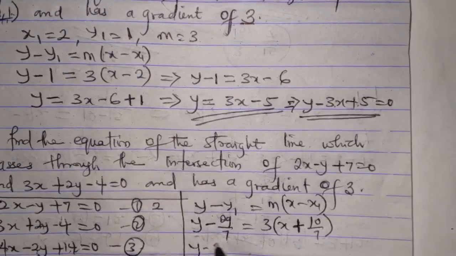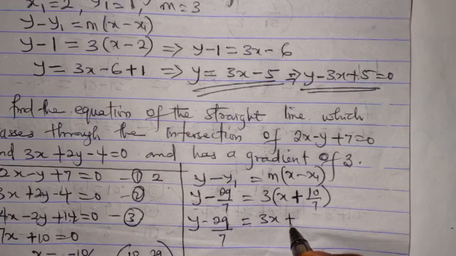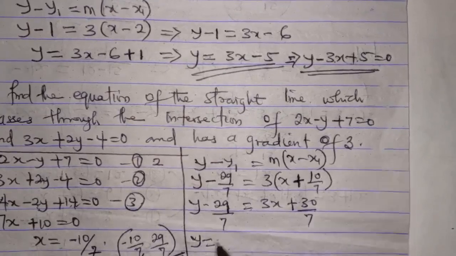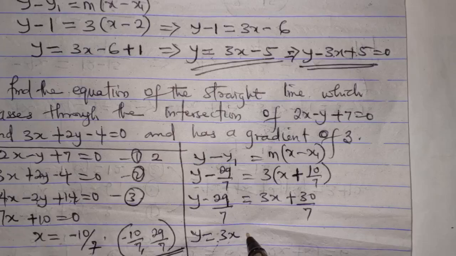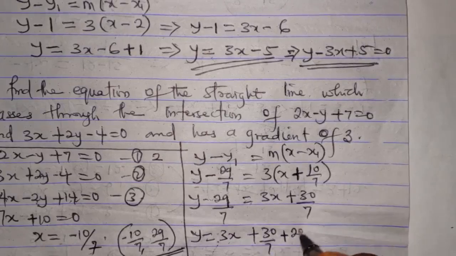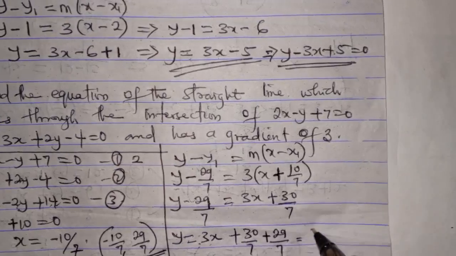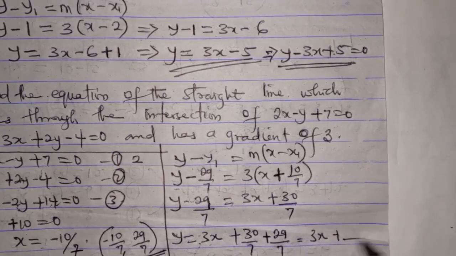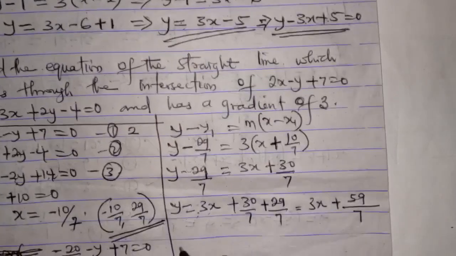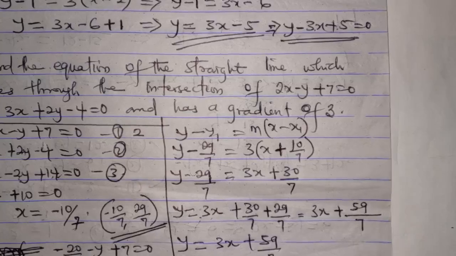So y minus 29 over 7 is 3x plus 30 over 7. So let's make y the subject. Y will be equal to 3x plus 30 over 7, then plus this one will cross and turn to 29 all over 7. They are the same denominator, so I can just add them up. 3x plus, it will give me 59 over 7. So this is it. Y is equal to 3x plus 59 over 7.